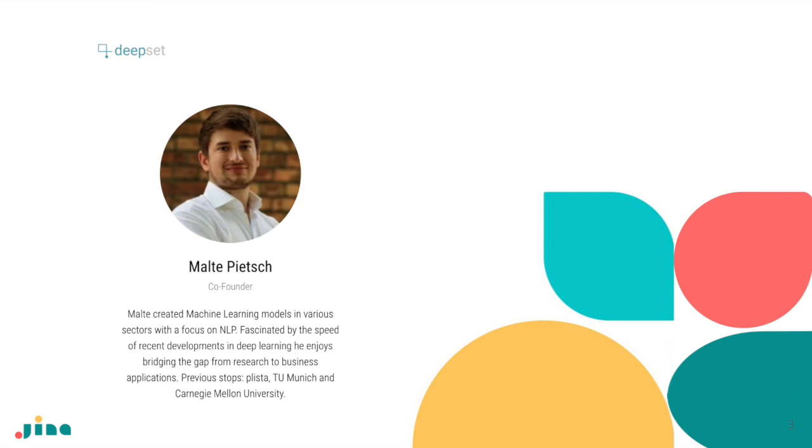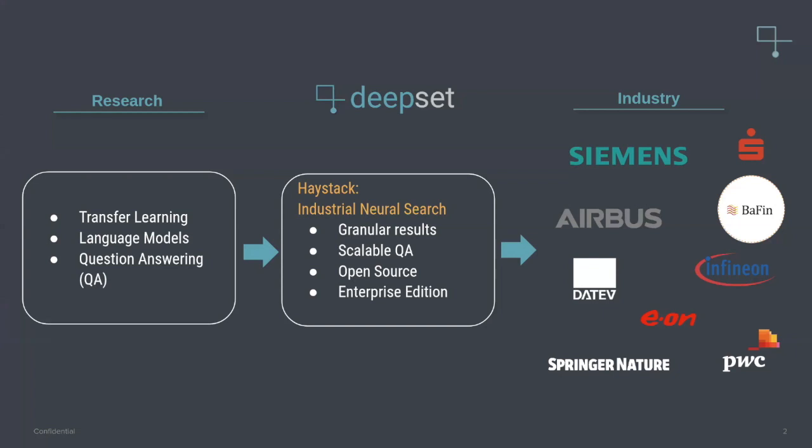These three topics also pretty much describe my daily job and what I'm really passionate about: open source, research, and engineering. I'm a co-founder of Deepset, a small startup here from Berlin. Our mission is taking the latest models and methods from research, applying a lot of engineering to them, and making them work for the industry. Our absolute focus these days is building industrial neural search, and our core product there is Haystack.